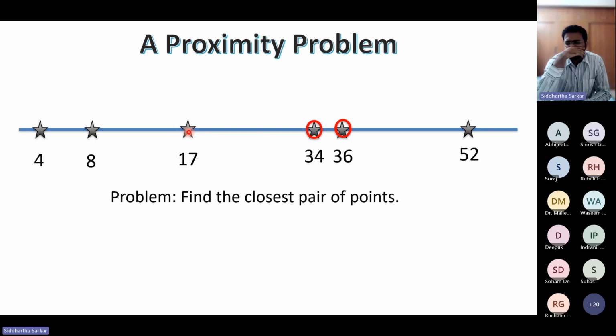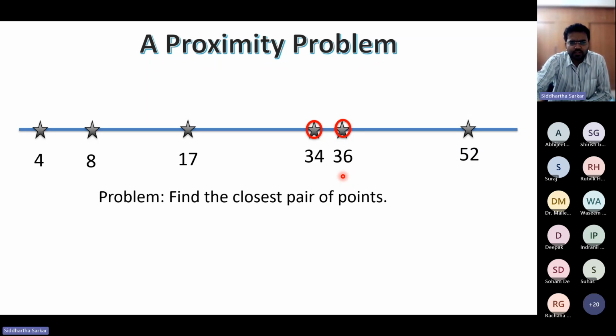Correct. So basically here you have how many points? Here you have 6 points, and you have to compare every point with every other point. So for every point, there are 5 comparisons to be made. There are 6 points, so 6 into 5, 30 comparisons will be required, and then you will be able to claim correctly that 34 and 36 are closest. That's perfectly fine.